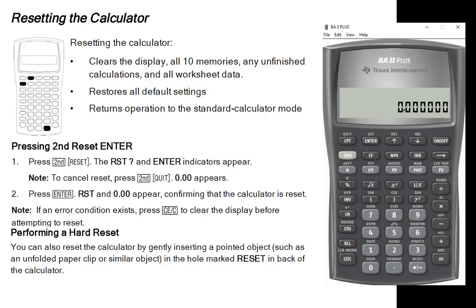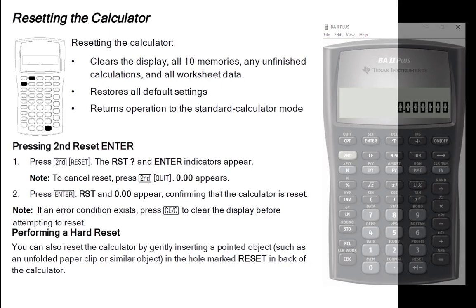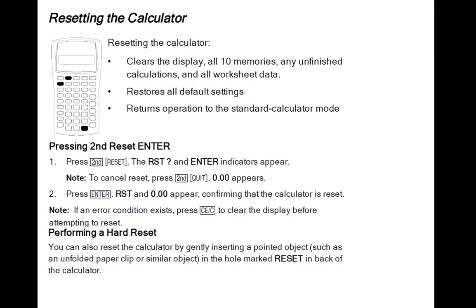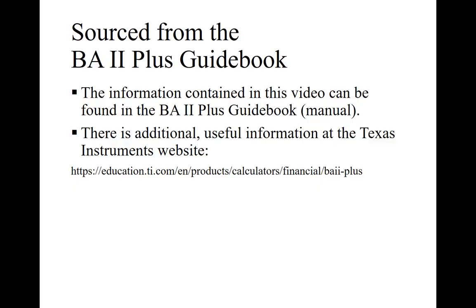And the other option is to flip the calculator over. You'll find a small pinhole on the back where you could use an open paper clip to reset it that way to perform a hard reset on the calculator. All of the information that we've used in the slides comes from the Texas Instruments website and the BA2 Plus guidebook or manual.